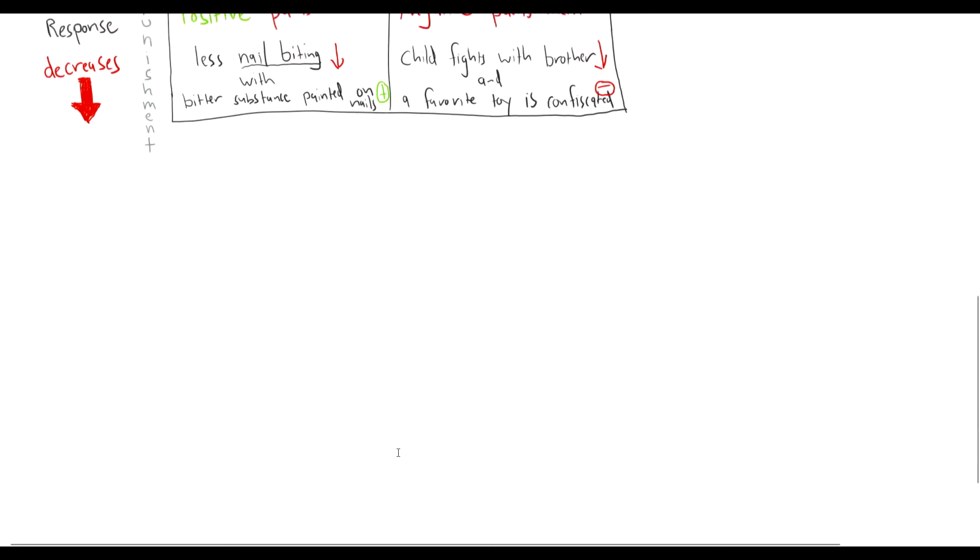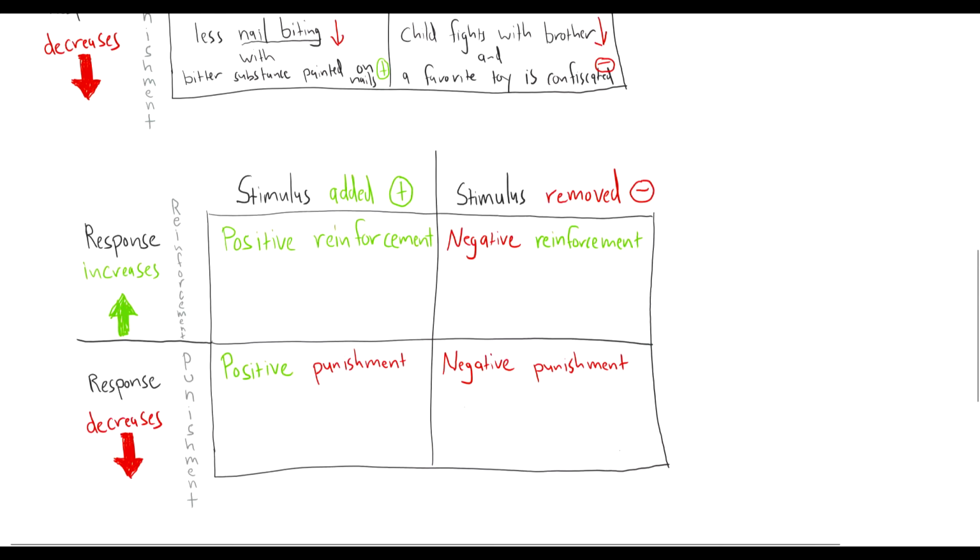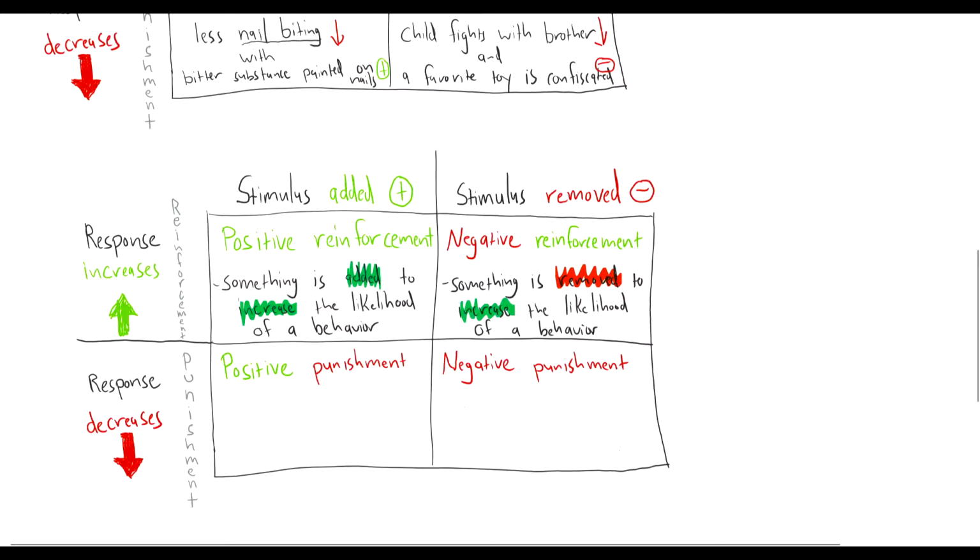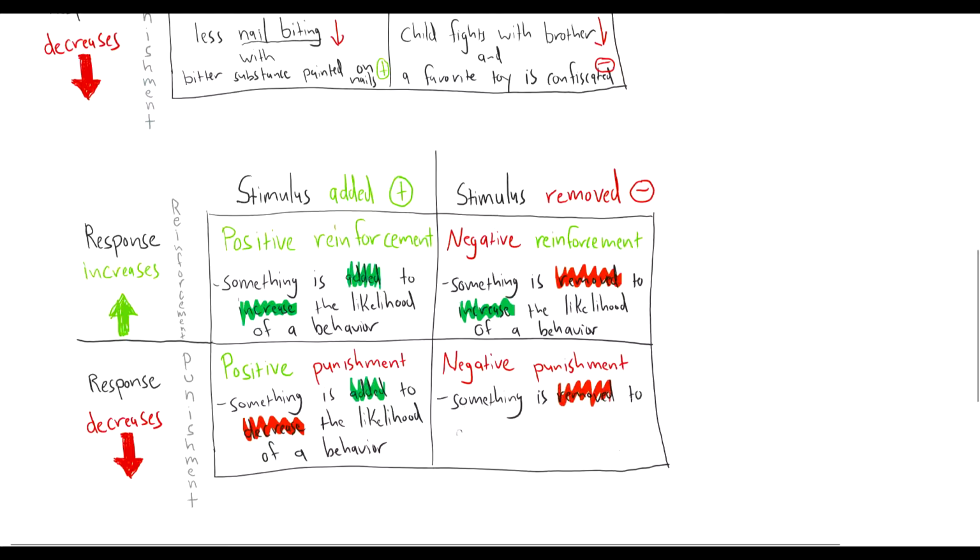So let's recap this one more time. I'll just copy this chart down below and I'm going to summarize without examples, but just describing what's going on. So here in the top left, we have positive reinforcement. We have something added, a stimulus, to increase the likelihood of a behavior, positive reinforcement. Over here, we have negative reinforcement. Something is removed, our stimulus is removed, to increase the likelihood of a behavior. Down here, we have positive punishment, where something is added to decrease the likelihood of a behavior. And over here we have negative punishment, where something is removed to decrease the likelihood of a behavior.